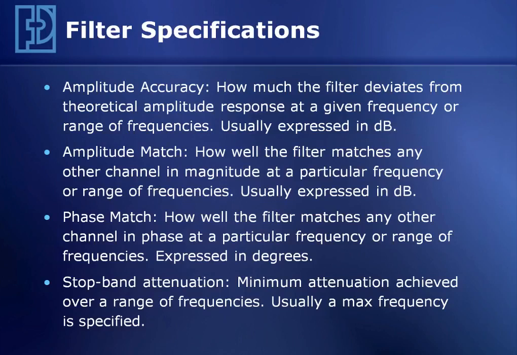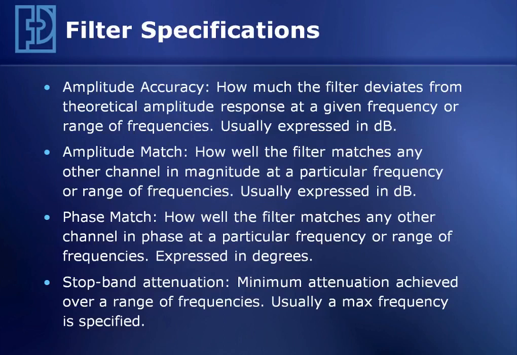We have amplitude and phase match, and that says how well in amplitude one channel of a filter matches to all the other channels. This would be particularly important if you're trying to do cross correlations between sensors that you're measuring. You want every channel that you're measuring with in your measurement system to match, otherwise you'll have artifacts in the correlation due to the mismatch of the filters.